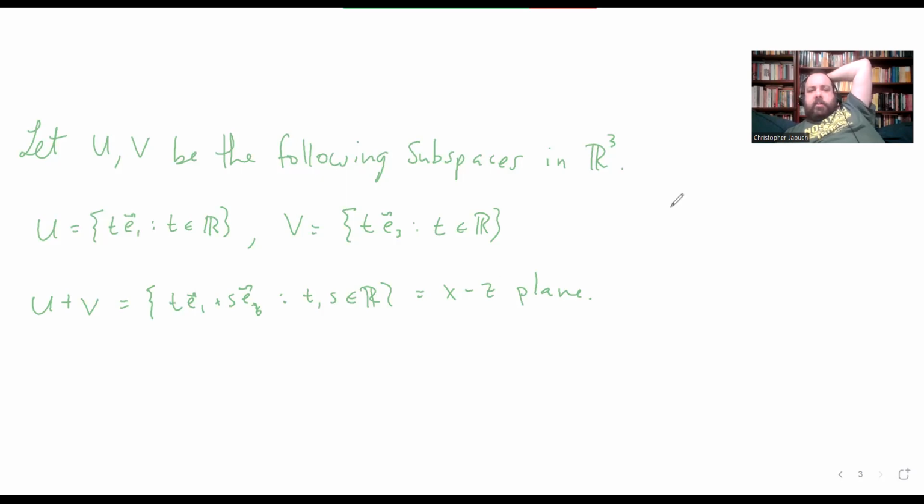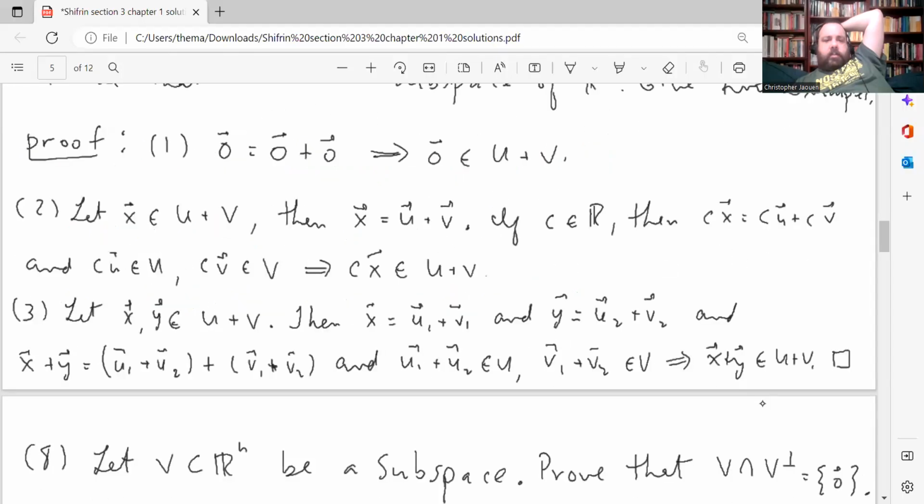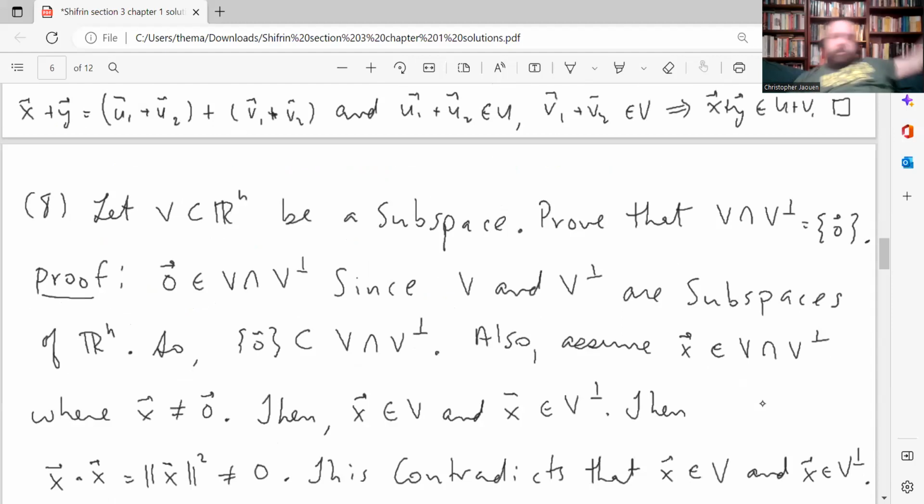All right, back to the problems. Question number 8. Let V be a subspace of Rn. Prove that V intersect V perp is the trivial subspace, meaning it just contains the zero vector.